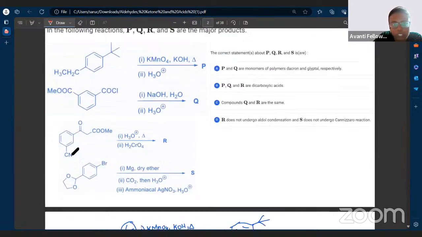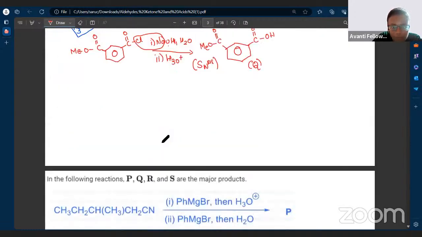Okay, I got Q. And the third one: you have CN and COCH2COOMe. You're doing the hydrolysis, and in the second step, you're treating it with H2CrO4. Then write the product R. So the third one has CN and COCH2COOMe.